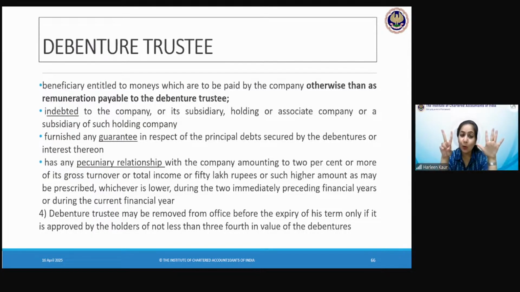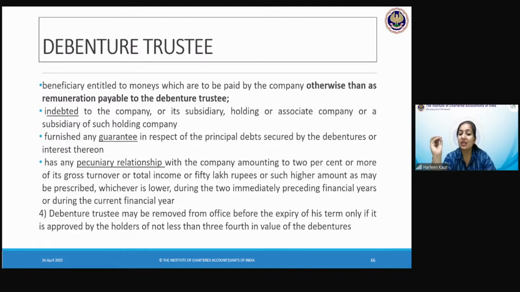And the last 7th point says that you should not be having any pecuniary relationship, means any monetary relationship with the company. For that, a certain limit has been given. 2% of the gross turnover or the total income or 50 lakhs. Whichever is lower out of this, you shall not be having any relationship for the amount over and above that amount.